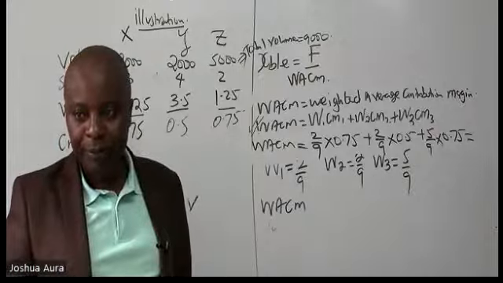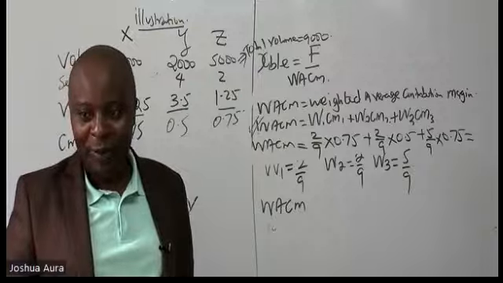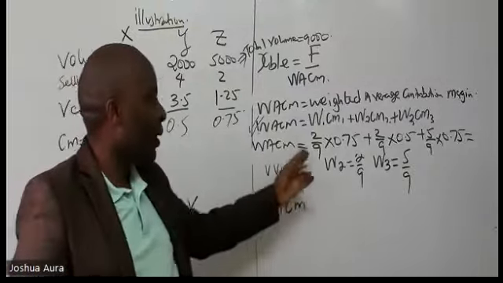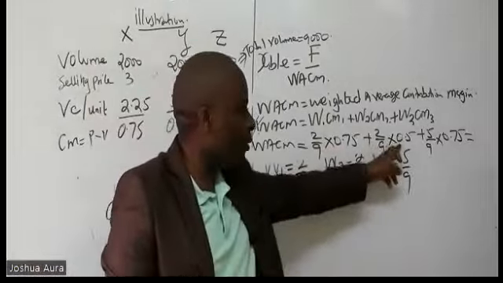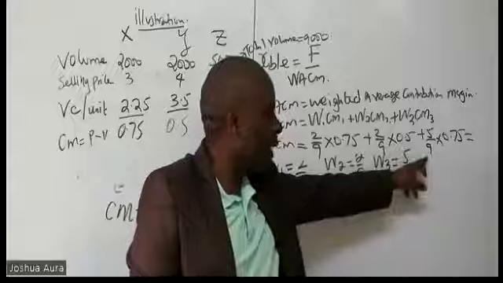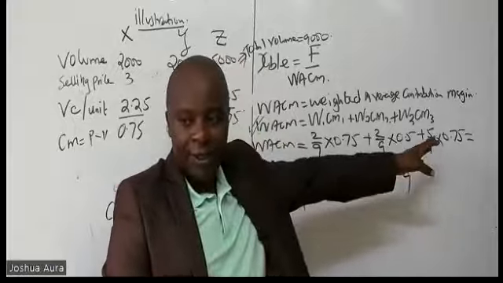0.694444. Take up your calculator and press 2 over 9 times 0.75 plus 2 over 9 times 0.5 plus 5 over 9 times 0.75, right?